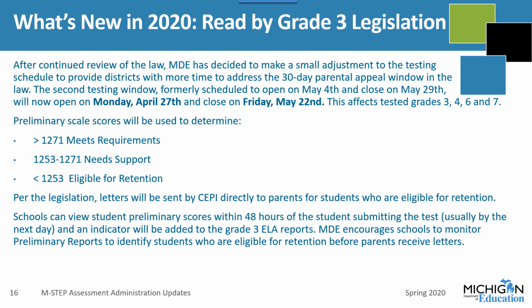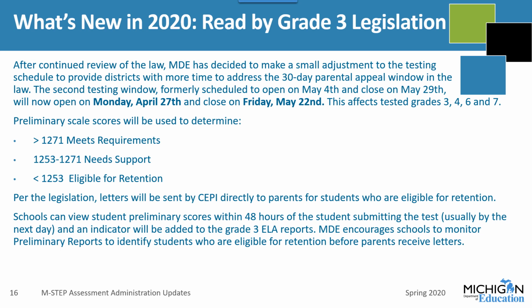Preliminary scale scores on the third grade ELA test will be used to determine which of the Read by Grade 3 indicators students will receive. Students scoring above 1271 will meet the requirements of the law. Students scoring between 1253 and 1271 will have an indicator that means they are eligible for promotion to fourth grade, but will need support to be successful. And students scoring below 1253 will be eligible for retention.